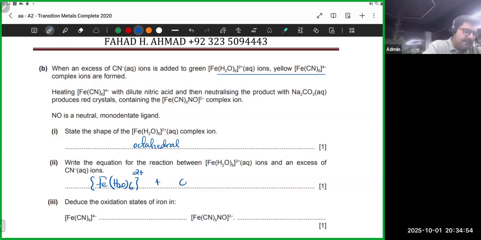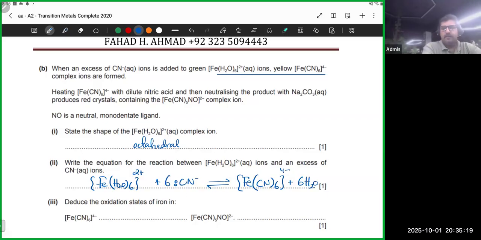It reacted with the CN ligands, and all ligand exchange reactions are reversible. So it ended up forming Fe(CN)6, and the charge was 4 minus, and the 6 water molecules got knocked out, and 6 CN minus ions took its place.